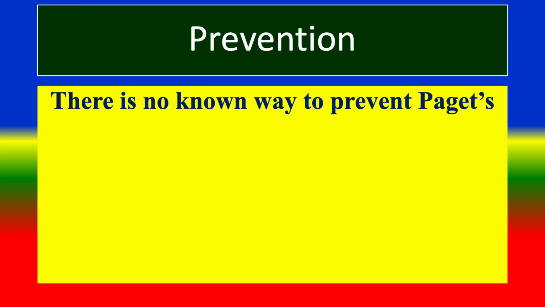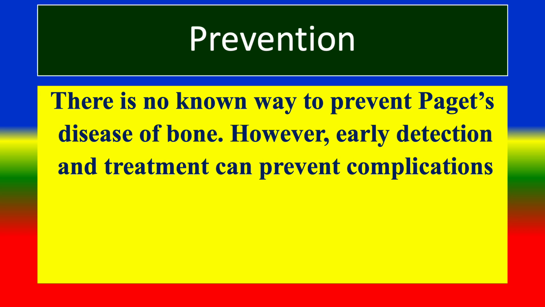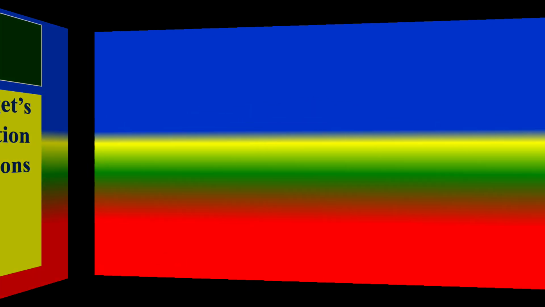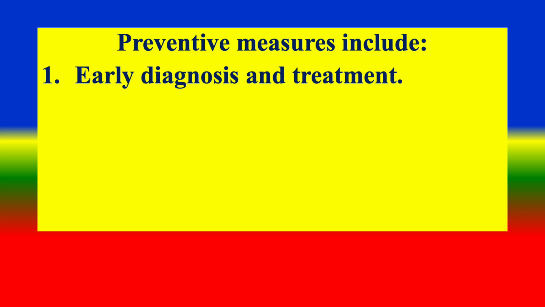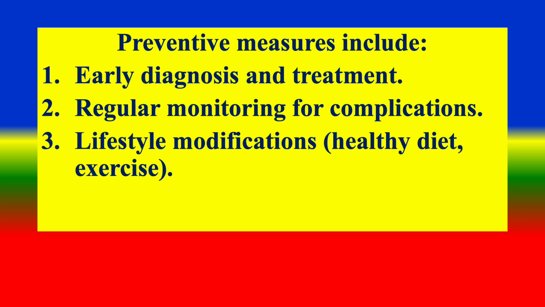Prevention. There is no known way to prevent Paget's disease of bone. However, early detection and treatment can prevent complications and help maintain quality of life. Preventive measures include 1. Early diagnosis and treatment. 2. Regular monitoring for complications. 3. Lifestyle modifications, healthy diet and exercise.